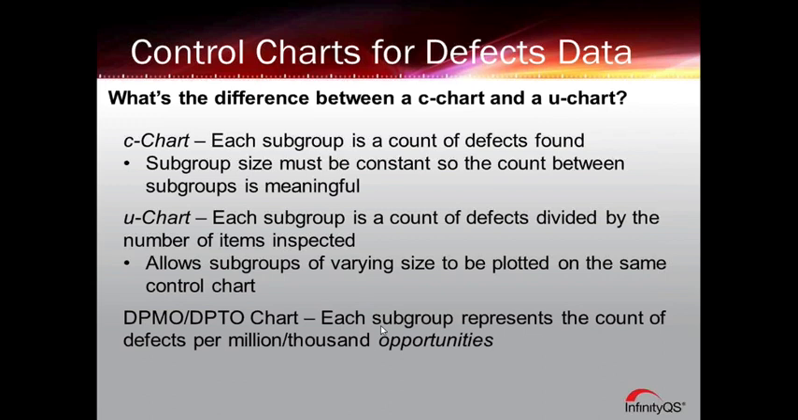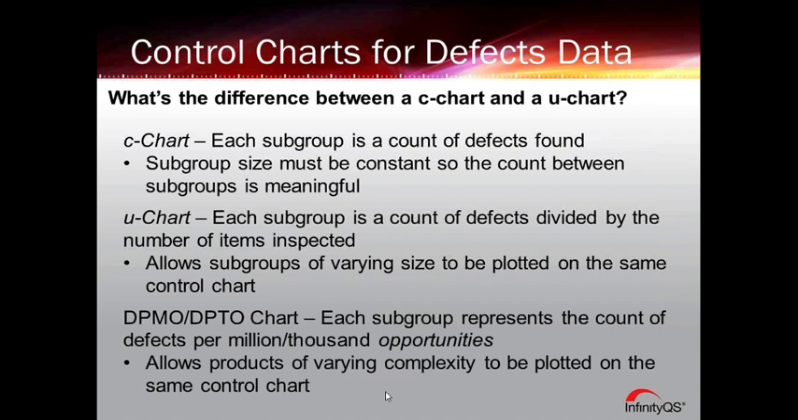And then we get to our defects per million opportunities or defects per thousand opportunities, where each subgroup represents the count per the number of opportunities specified for that product. So for example, I can now have products of varying complexity plotted on the same control chart.